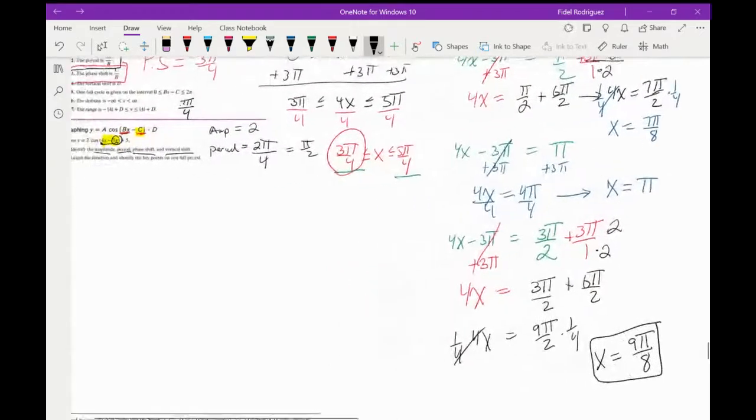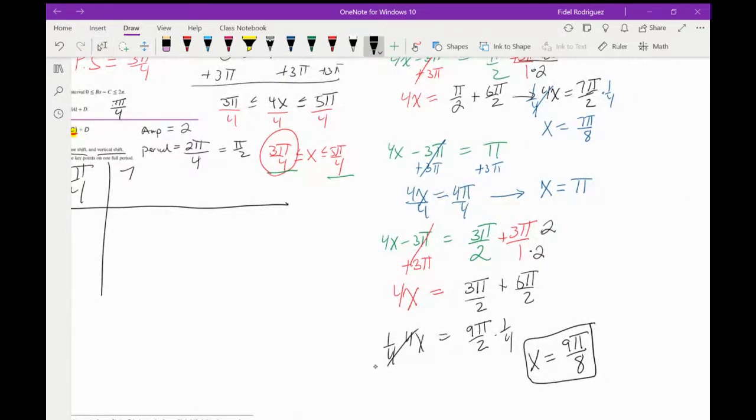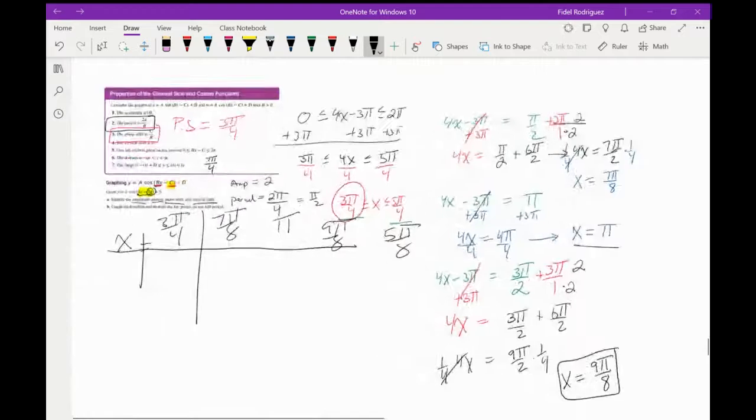All right, guys, we're going to make our table. X. We have 3 pi over 4 for the first one, and 7 pi over 8. What was the other one? Pi, 9 pi over 8, and 5 pi over 4.